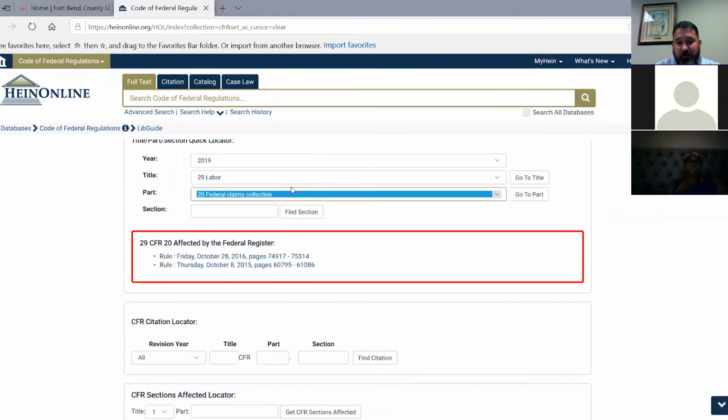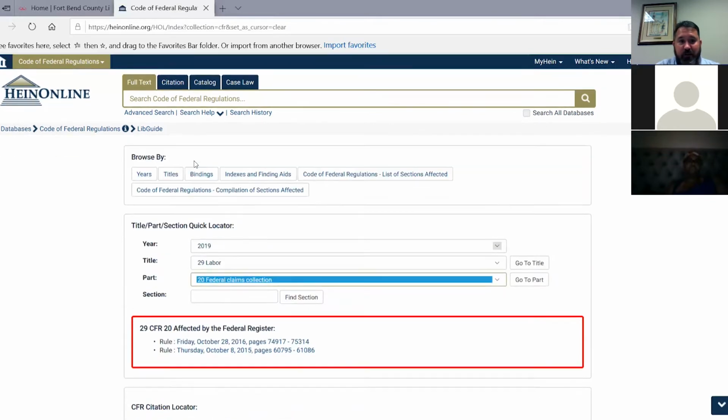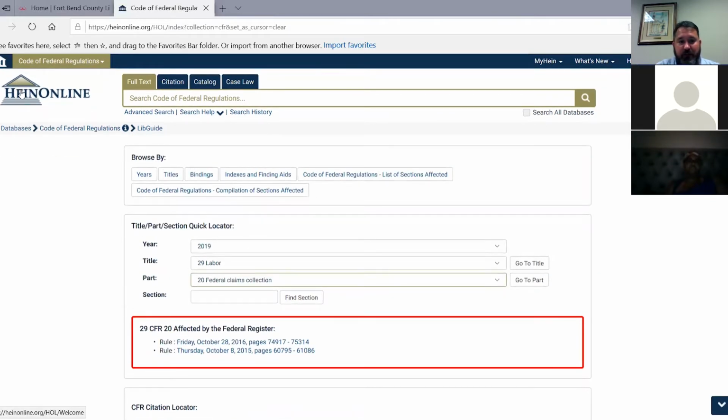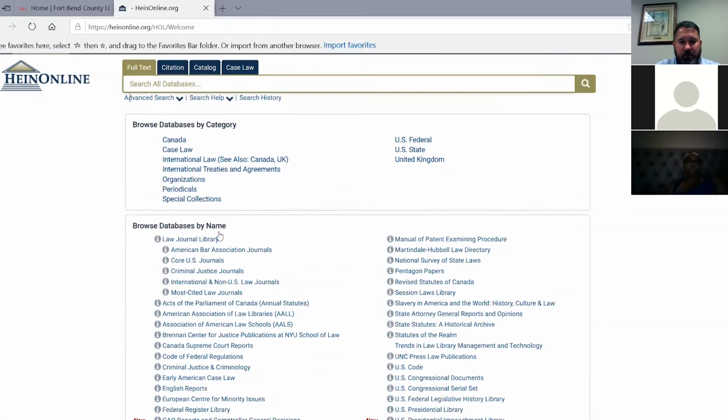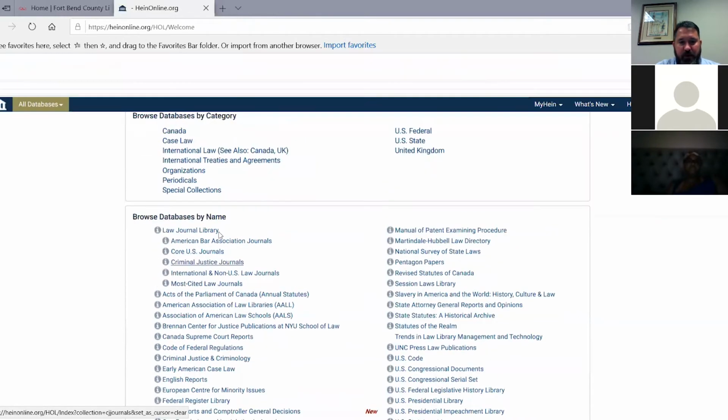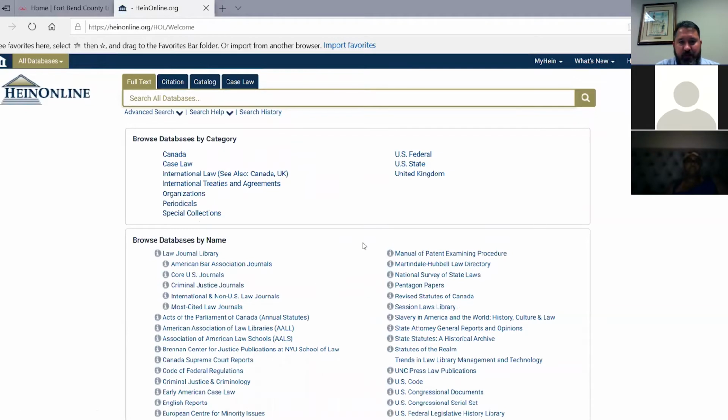Anyway, this is the CFR. You access the details of the Code of Federal Regulations in that. Let's go back to the main page here. So they have kind of a search databases by category.